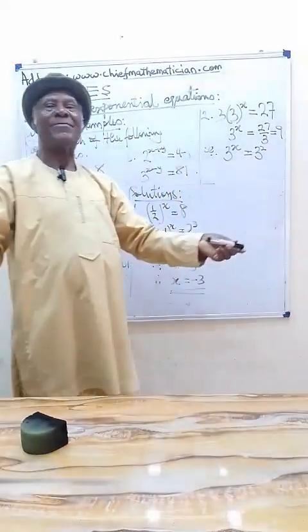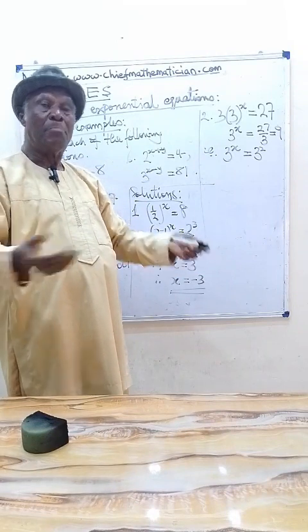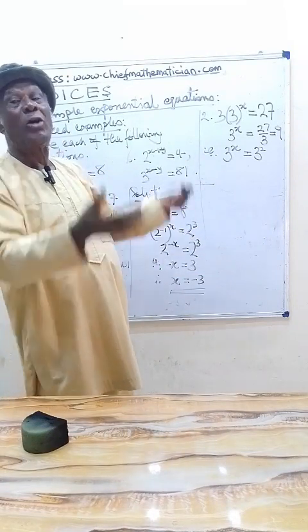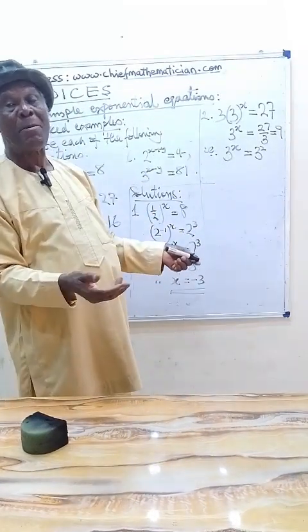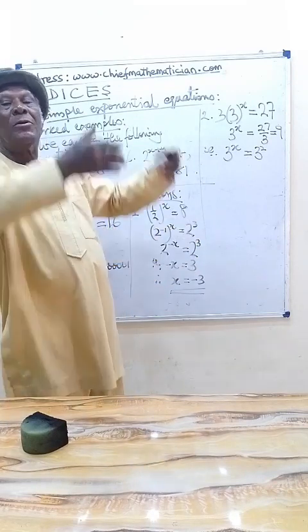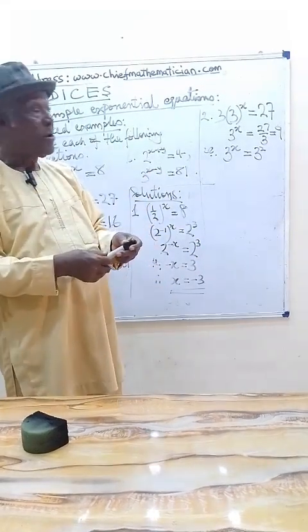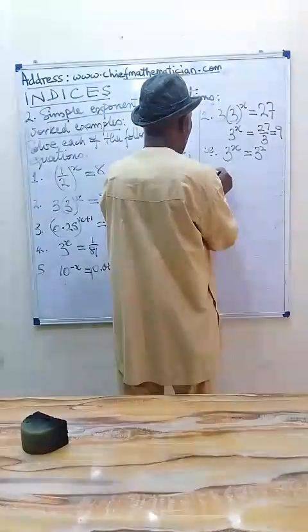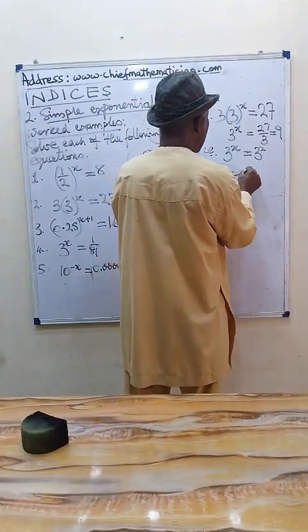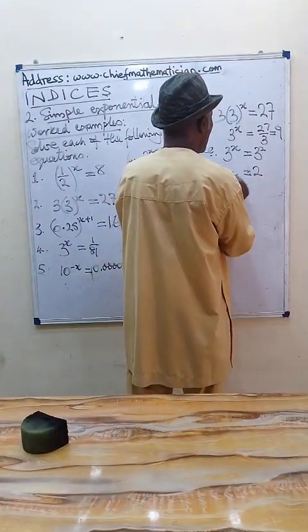We have achieved our objective. Both sides of the equation are now on the same base. The same base 3. What happens? The indices must be equal. That is x is equal to 2.